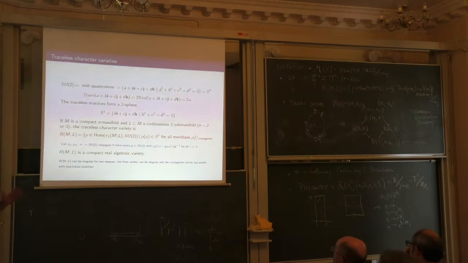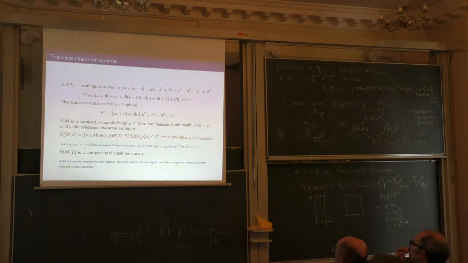This is perhaps, if you've understood nothing I said, you can tune in again. SU2 is a group, I will think of it as a group of unit quaternions. And in this manifestation, the traceless unit quaternions are the ones for which the real part is zero. So they form a two-sphere in SU2, which is a three-sphere.